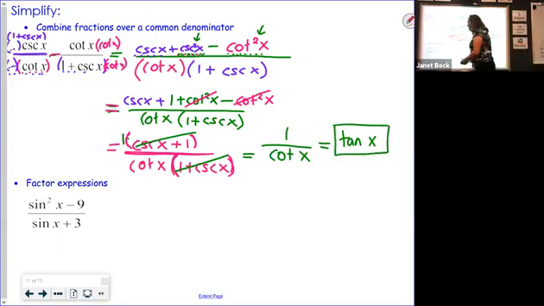Now, let's have a look at this next one, factoring. Oh, I've lost a pen.